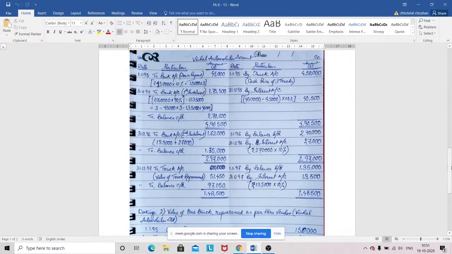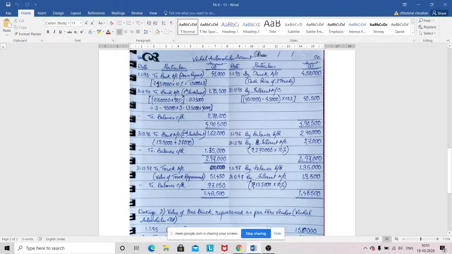In the hire vendor account you have to charge interest. Interest will be 10% on 2,70,000, that is 2,70,000 into 10%, 27,000. Done. Now again you have to pay the second installment. As for the second installment, you already knew the principal value of the installment. The principal value of the installment is nothing but 1,35,000.